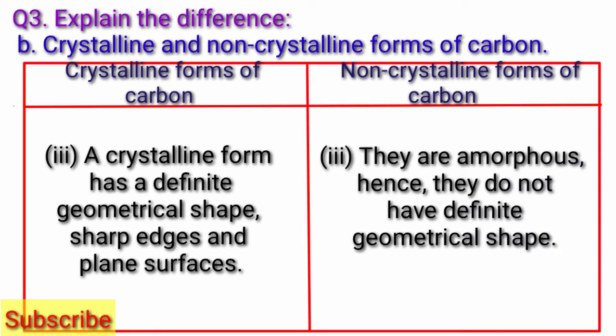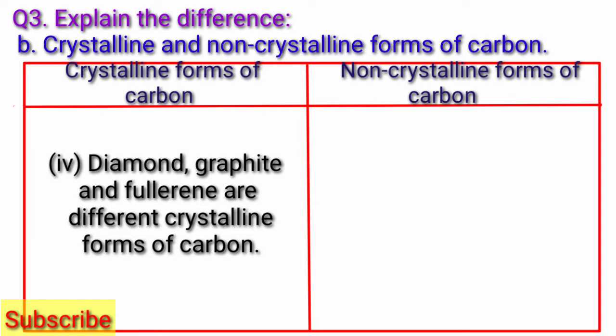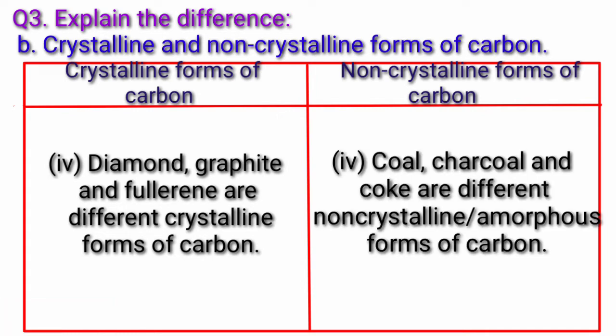Non-crystalline forms are amorphous, hence they do not have a definite geometrical shape. 4. Diamond, graphite, and fullerene are different crystalline forms of carbon. Coal, charcoal, and coke are different non-crystalline amorphous forms of carbon.